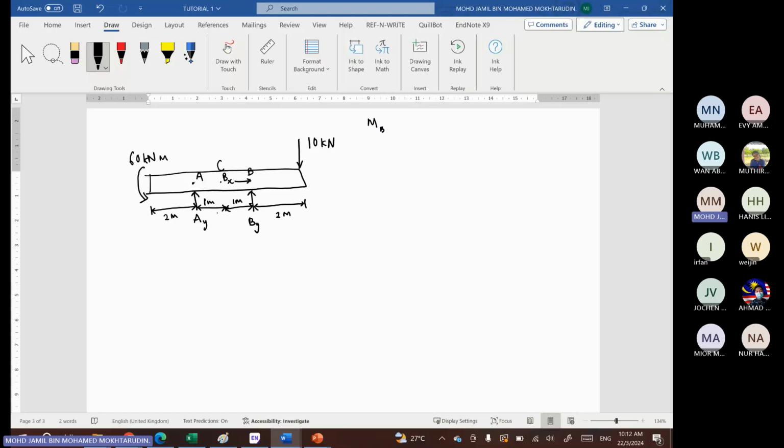Okay, so summation of moment at B, assuming counterclockwise positive. Firstly, we have the force 10 kilonewton times 2 meter, and this moment is rotating counterclockwise. So 10 kilonewton times 2 meter, the direction is counterclockwise, so we have 10 times 2 positive.